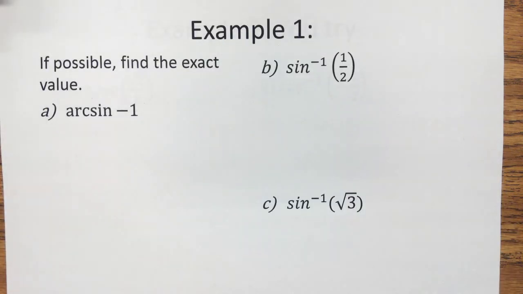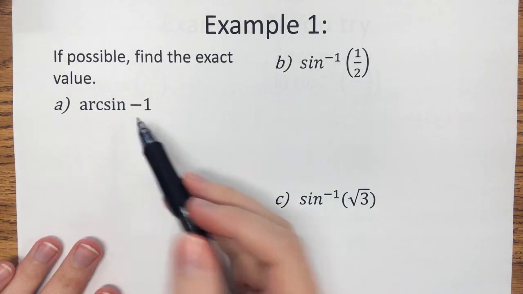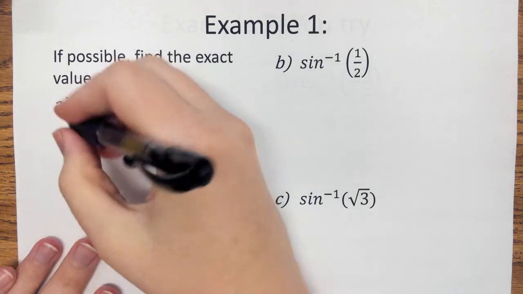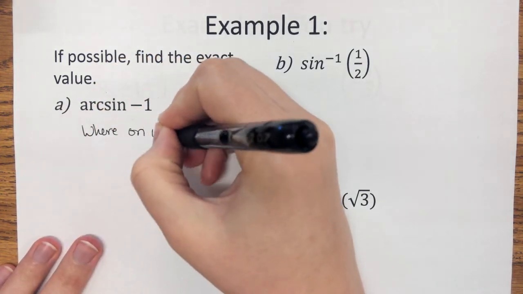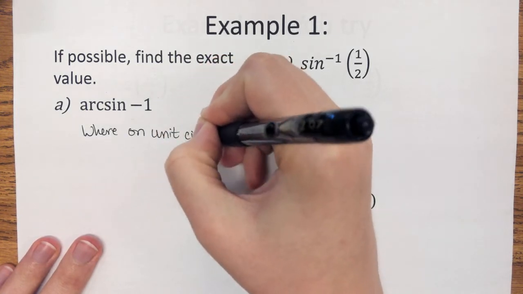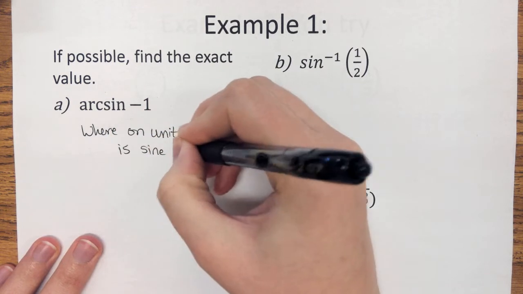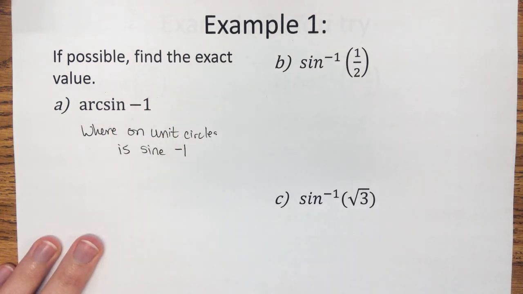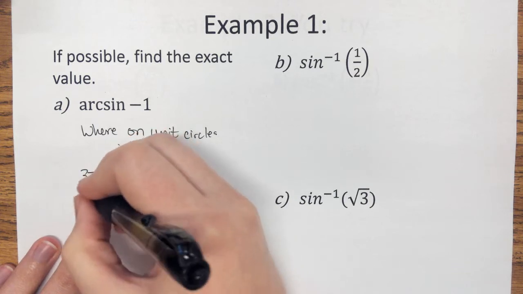So let's do some examples. It's kind of hard to see what I'm talking about without some examples. So my first question is to find arc sine of negative 1. So what that means is, where on the unit circle, we're talking about an angle, is sine negative 1? If you're thinking about your unit circle, the only place that happens is 3 pi over 2.